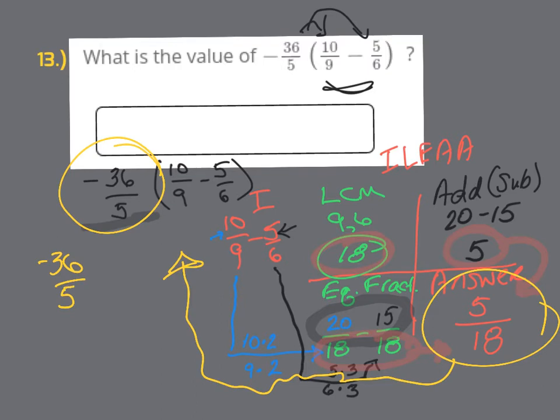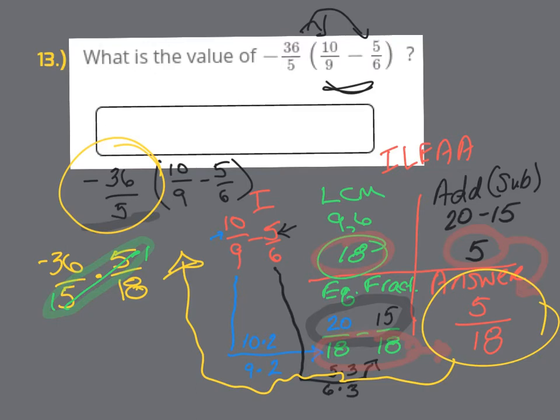Negative 36 over 5 times, when I've got a number next to parentheses, it means I multiply, times 5 over 18. I'm multiplying fractions. Keep the top with the top and the bottom with the bottom. Whoa, wait a minute. What do we see? We should see that these numbers are the same. When I've got two of the same numbers on a diagonal from each other, it means that they cancel each other out. So I'm left with a 1 here and a 1 here. Keep the top with the top and the bottom with the bottom.